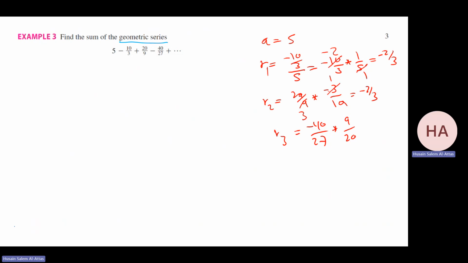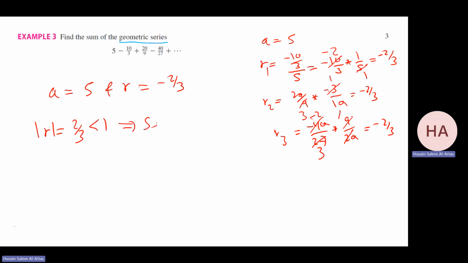Or you can do it the, yeah, this is minus 2. This is 1. This is 3. Minus 2 over 3. So R equal minus 2 over 3, and A equal 5. The absolute value of R is 2 over 3, less than 1.